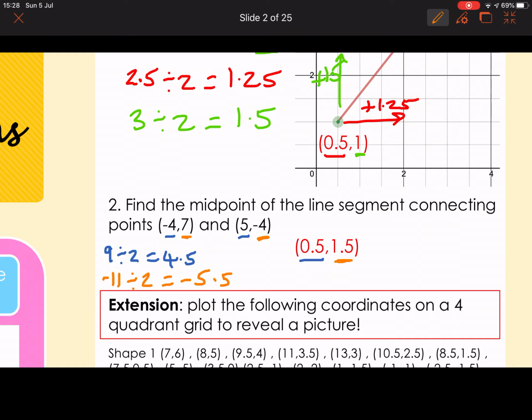There's loads of different ways to do this as well. You could think of it as like an average. If you've got 2 points and you want to find the middle, that is the average. It's the mean and also the median in that case. So you could add them together and divide by 2. So in the first case, -4 plus 5 is 1, divided by 2 is 0.5. And in the case of the y values, 7 plus -4 is 3, divided by 2 is 1.5. So that was a bit of a quicker way if you've managed to spot the link between just finding the average of your x values and the average of your y values.